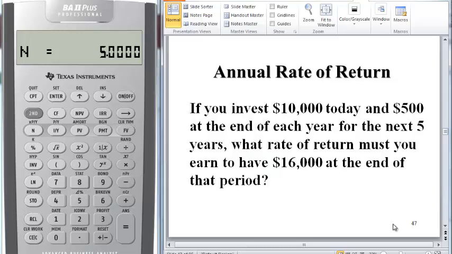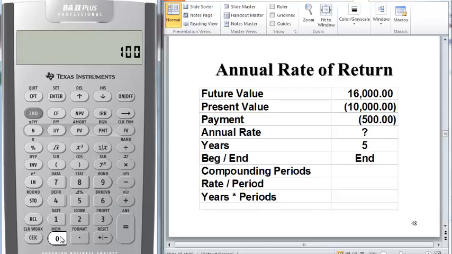Let's say I invest $10,000 today and $500 at the end of each year for the next 5 years. What rate of return must I earn to have $16,000 at the end of that period? Again, somewhat complicated problem, but not too bad. I'm investing $10,000, so that is going to be a cash outflow, and it's being done today. Then I'm going to invest $500 at the end of each period, cash outflow, $500. To receive $16,000 at some future period, and that's done across 5 years.